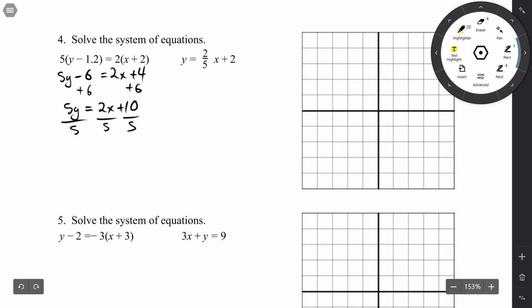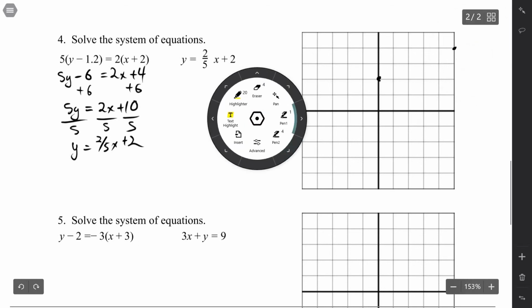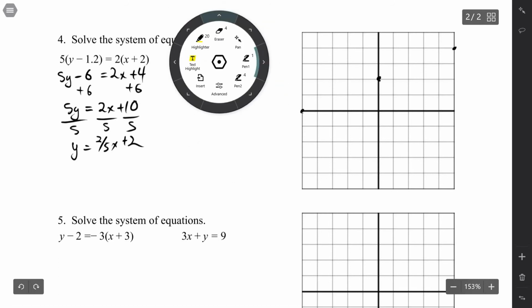This is going to work out pretty nice for us. y equals 2/5 x, so that's the slope, 2/5, plus 2. So we have an intercept of 2, a slope of 2/5. So we'll have change of y and change of x. We're going to get this point here and this point here. Pretty much spans the whole graph here.